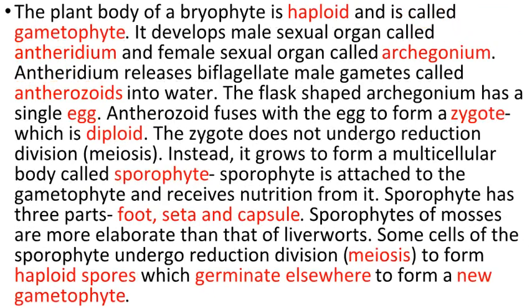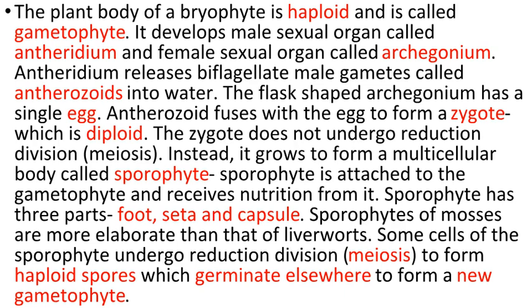The plant body of a bryophyte is haploid and is called gametophyte. It develops male sexual organ called antheridium and female sexual organ called archegonium. Antheridium releases biflagellate male gametes called antherozoids into water. The flask-shaped archegonium has a single egg. Antherozoid fuses with the egg to form a zygote which is diploid.